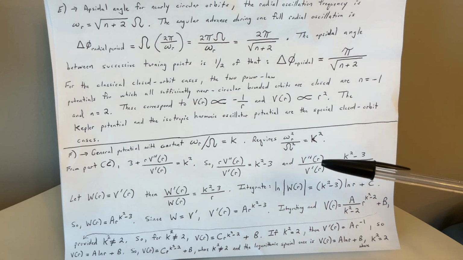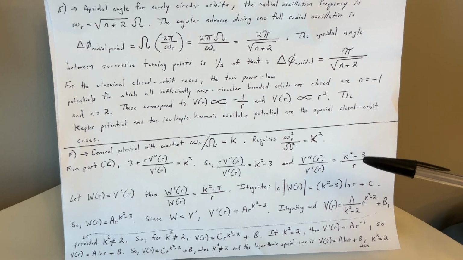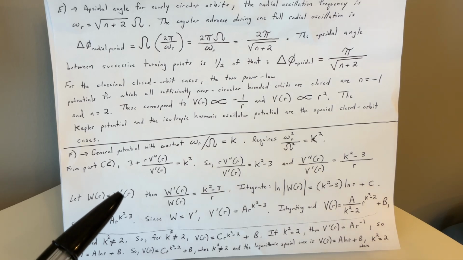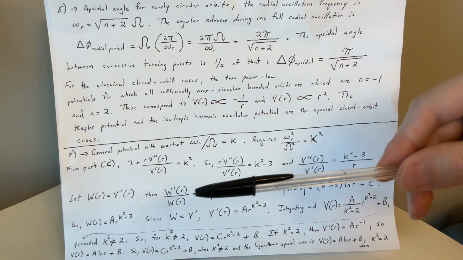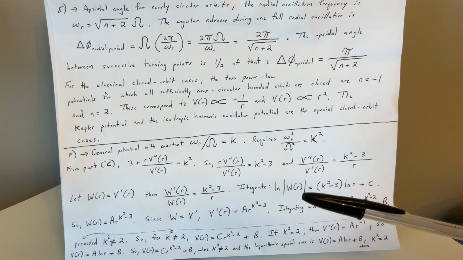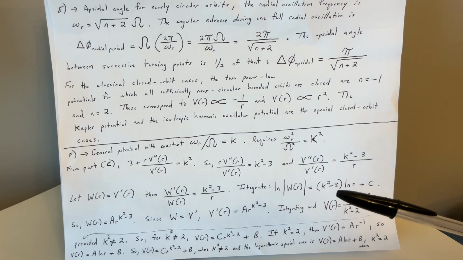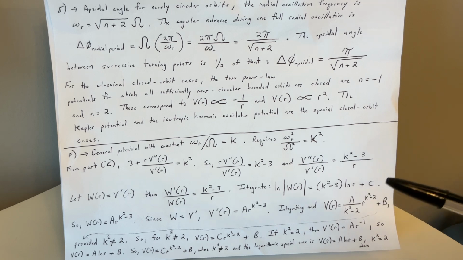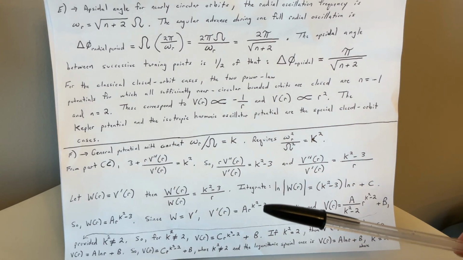And V double prime of r over V prime of r is going to be k squared minus 3 over r. So if we let w of r equal V prime of r, then we could say w prime of r over w of r equals k squared minus 3 over r. Now from there, if we integrate, natural log of absolute value of w of r equals k squared minus 3, that quantity, times ln r plus C. So when we perform the computation, w of r equals A r to the k squared minus 3. And since w equals V prime of r, V prime of r equals A r to the k squared minus 3.